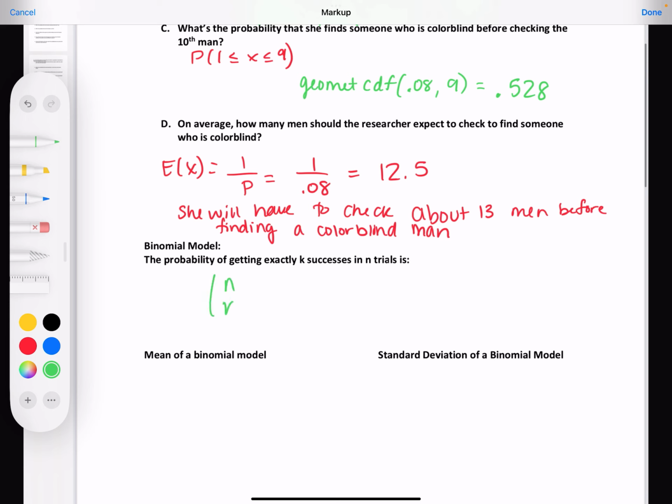We have N things taken K at a time, which would be the same thing as the NCR. This would be just NCK, times P raised to the K, times 1 minus P, which would be Q, raised to the N minus K.